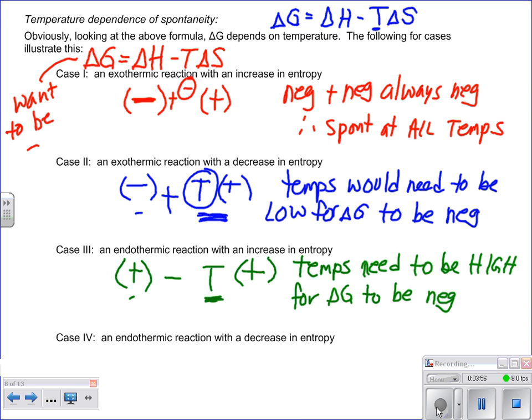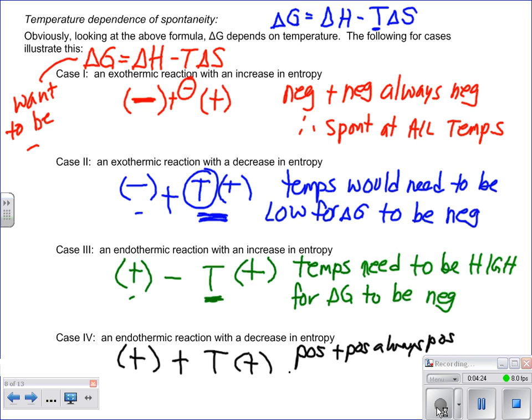And then our last example, here we have an endothermic reaction, so we have a positive value here for our delta H. We're subtracting our T times a decrease in entropy, so this is going to be a negative value here. So in other words, we would say plus, plus, and it looks like it's always going to be positive. So positive plus positive is always positive. Therefore, it is never spontaneous at any temperature.